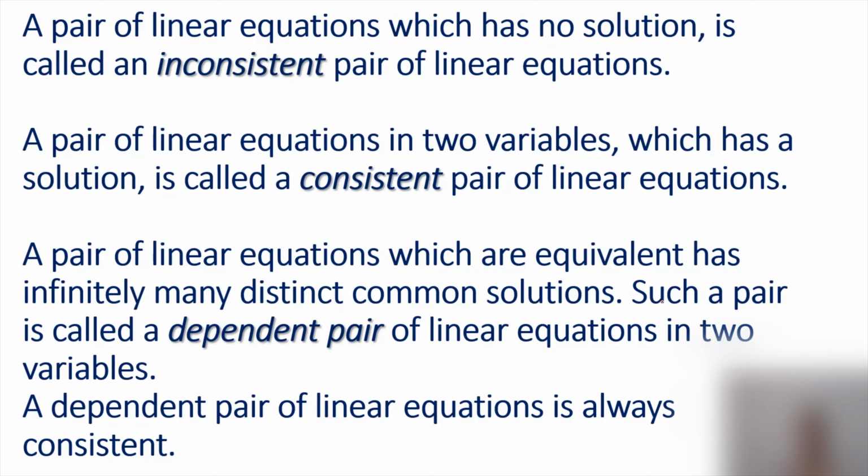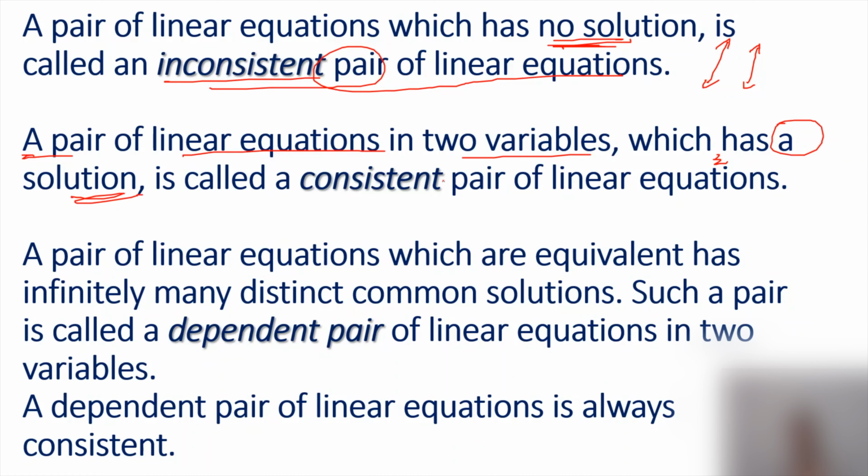Next is a pair of linear equations which has no solution. The lines are parallel. This is called an inconsistent pair of linear equations, the no-solution situation. Now, if a linear pair in two variables has a solution, it is called consistent, meaning there is a solution for this problem.